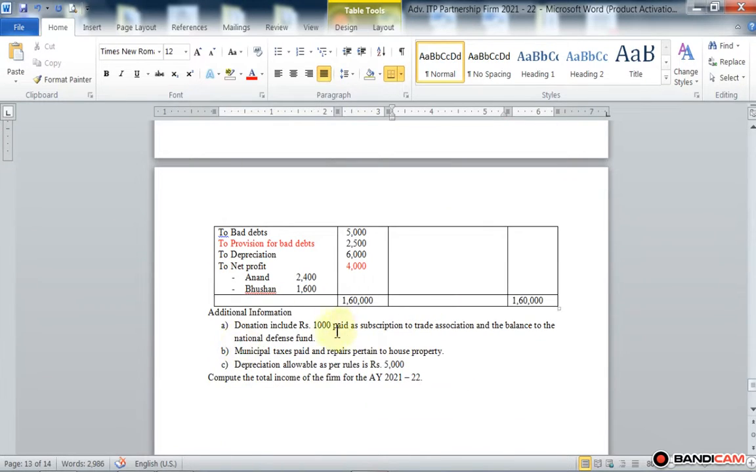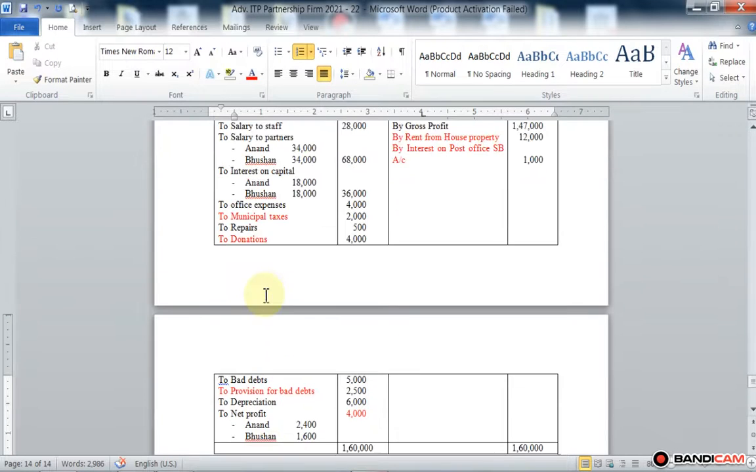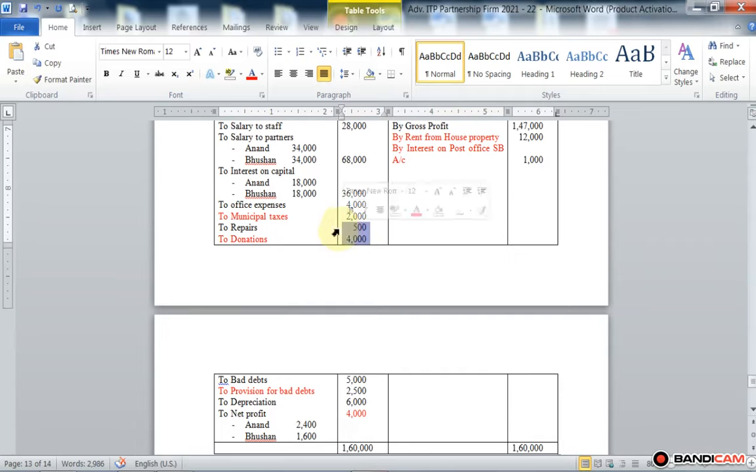So here donation includes rupees 1000 paid as subscription to trade association and the balance to the National Defense Fund. So donation given to National Defense Fund and subscription to trade association, all these are disallowed expenses. So whole donation is disallowed. So whole donation amounting to rupees 4000 is disallowed.